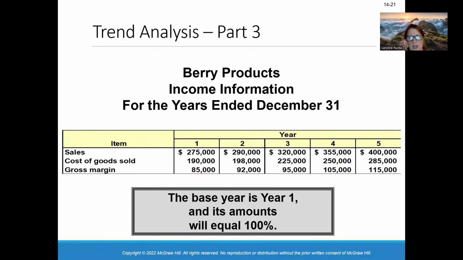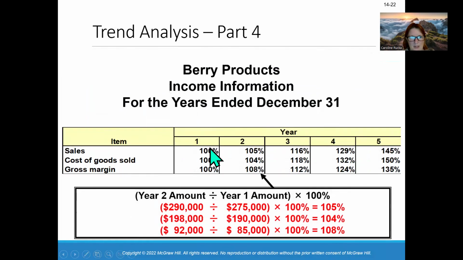So here is the raw data. These are just dollar values. We're going to use year 1 as our base year, so this will be 100%. Then we do our calculation accordingly. And we discovered that in year 2, we had an increase of 5%, year 3, 16%, year 4. So we're in an upward trend when it comes to sales.